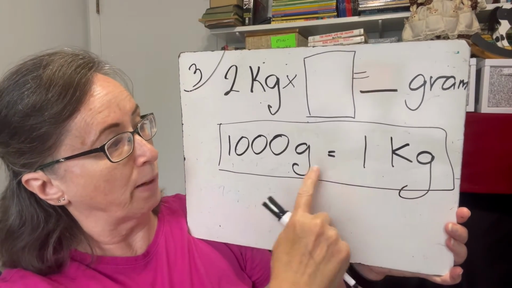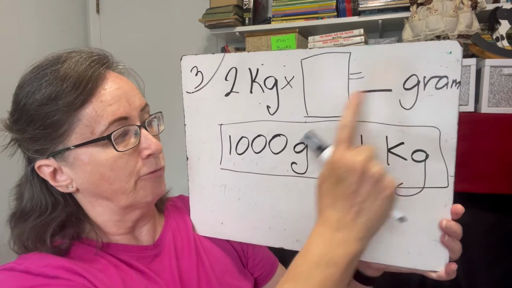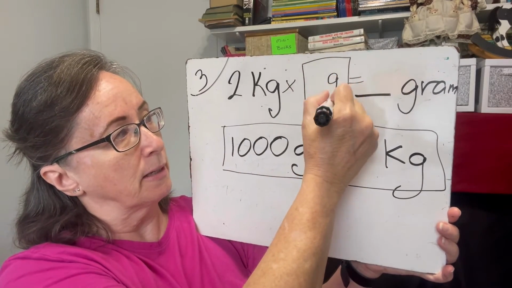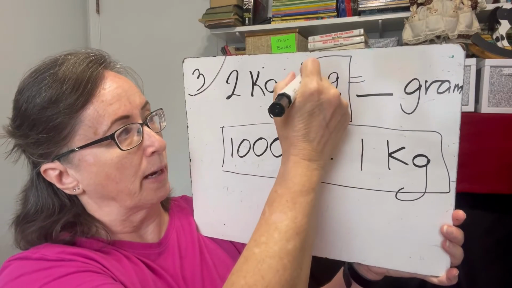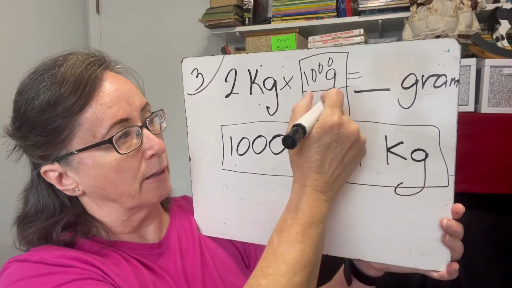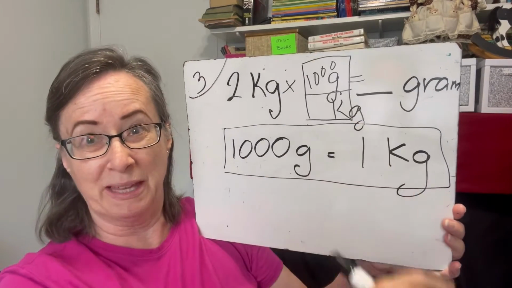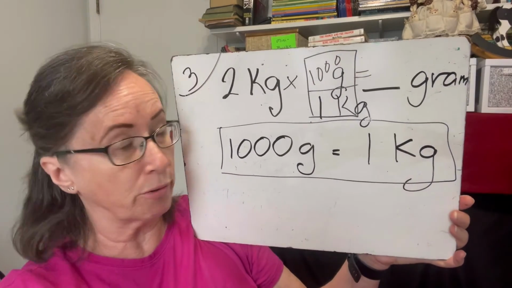So I'm going to write this relationship. I'm trying to go to grams. Therefore, grams will be upstairs. So grams is upstairs, and 1,000 goes with grams. Kilograms is going to go downstairs because I am trying to get rid of the kilograms. I want them to cancel out, and a 1 will go to make the ratio true.